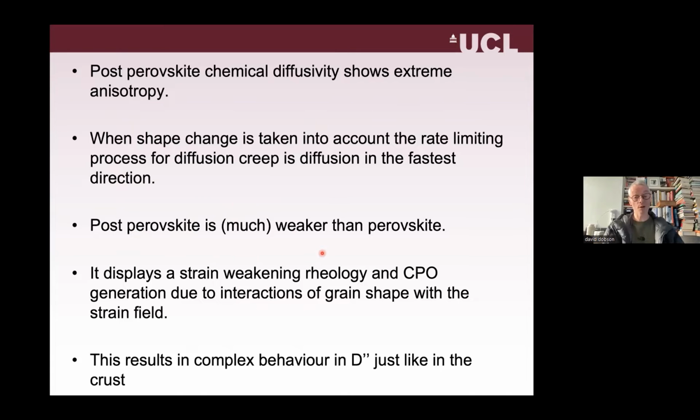You end up with a strain weakening rheology, and also you end up with a lattice preferred orientation because the grain shape itself interacts with the strain field, and needles and flattened materials tend to end up orienting with their long axis in the shear direction and their short axis perpendicular to the shear direction. So you end up with a lattice preferred orientation, and you would end up with complex behavior in D double prime, just like in the crust, because you end up with strain localization, and you end up with a generation of textures.